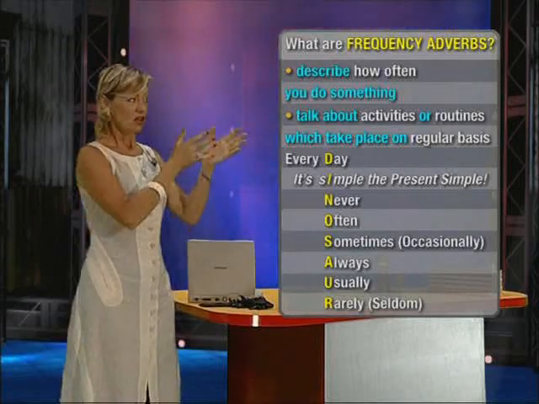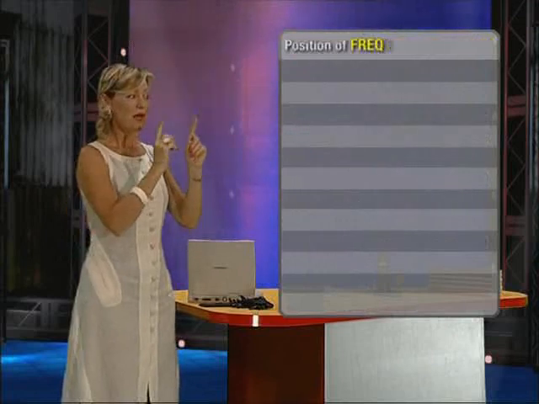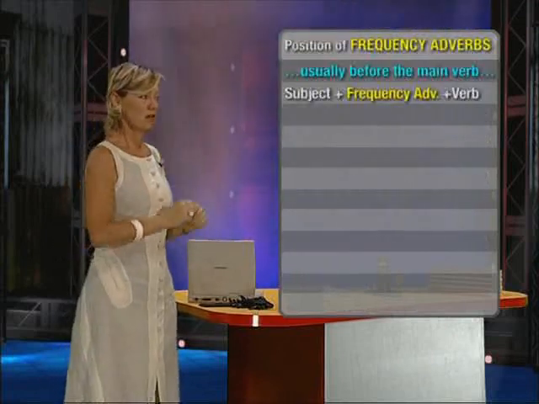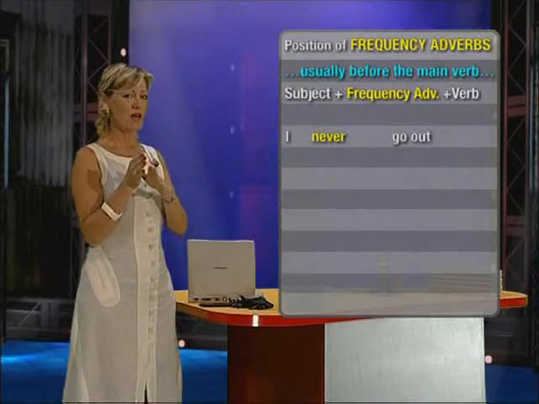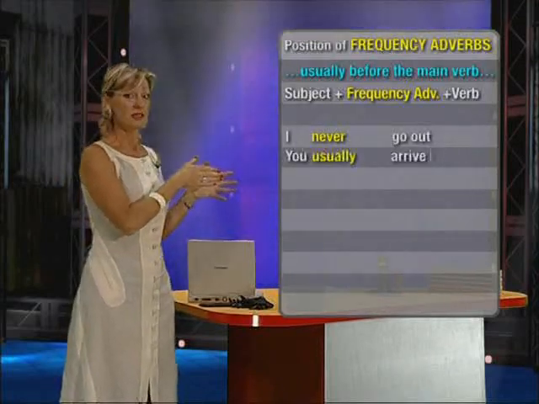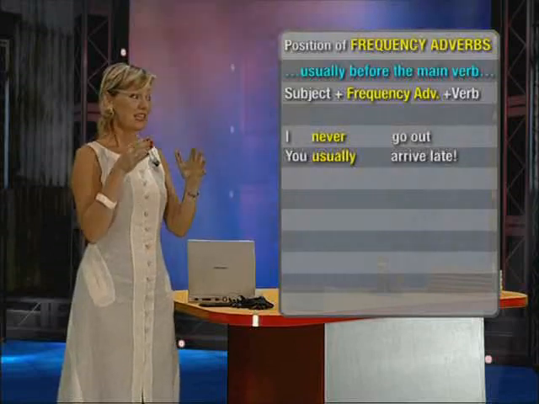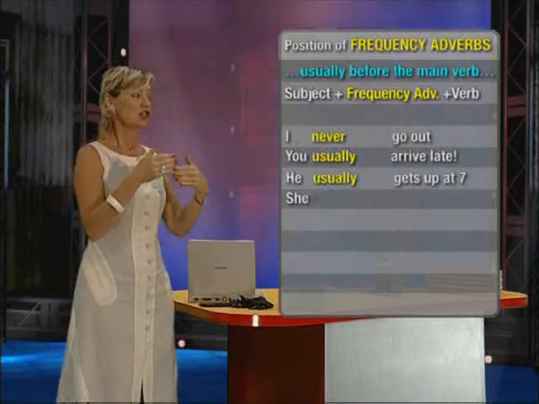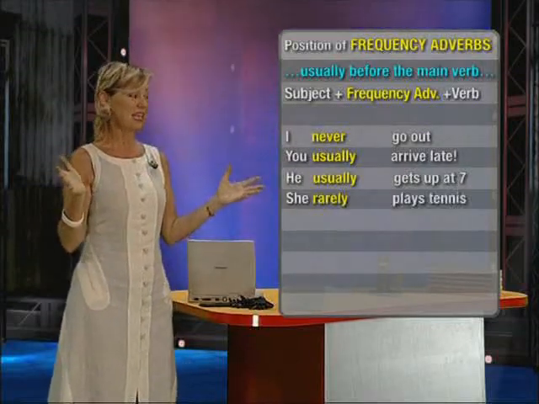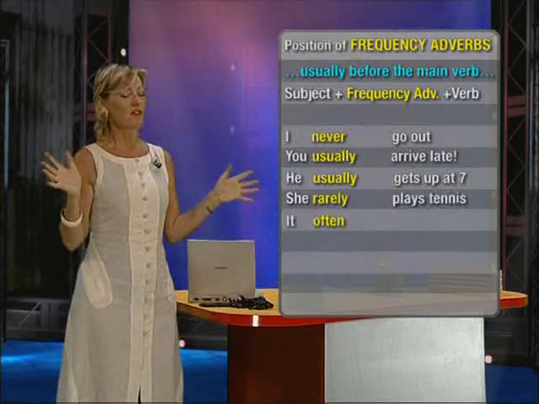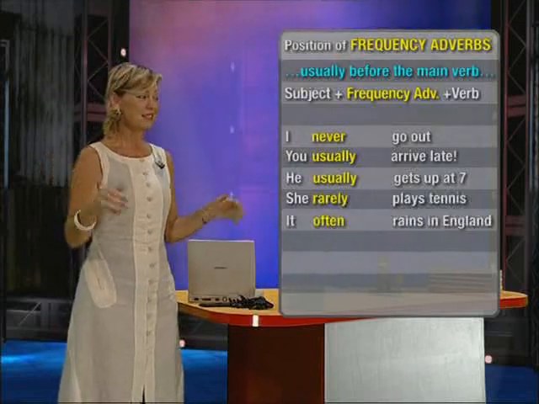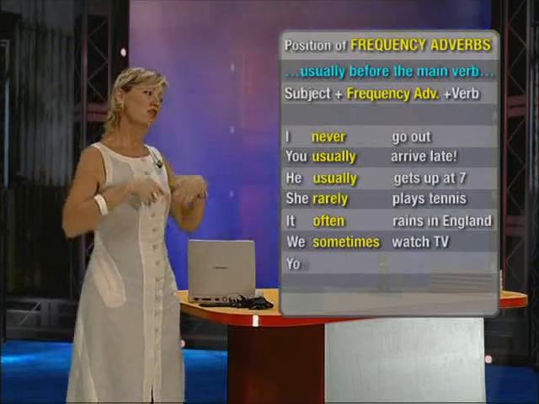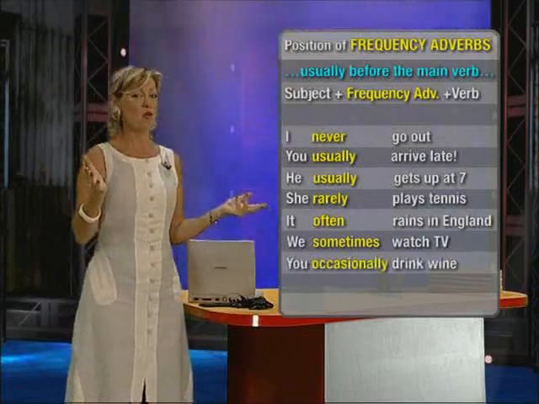Now, look at the examples. We put them in front of the main verb. So, I never go out. You always arrive late. He usually gets up at 7. She rarely plays tennis. It often rains in England. We sometimes watch TV. You occasionally drink wine.